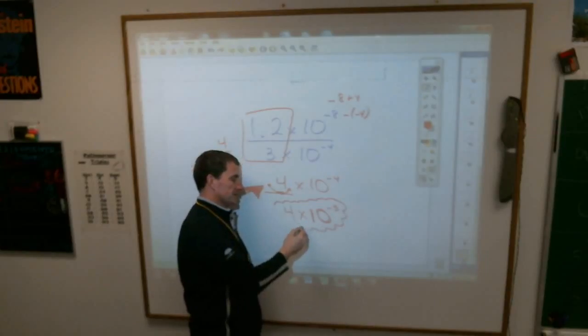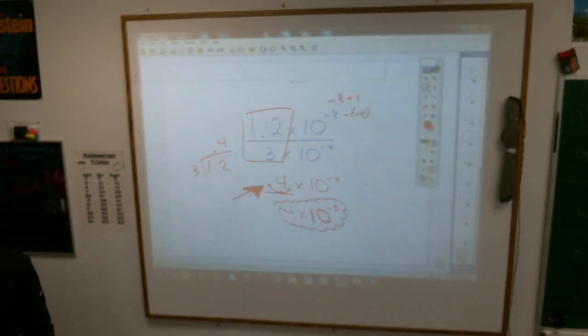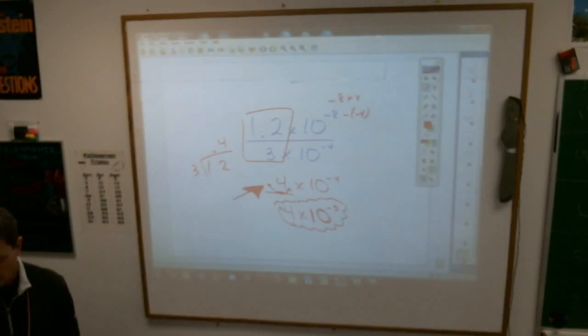And that would be this in scientific notation. Much easier to do than if you're trying to work with all those numbers with all those zeros put before it. It gets a little confusing and crazy.